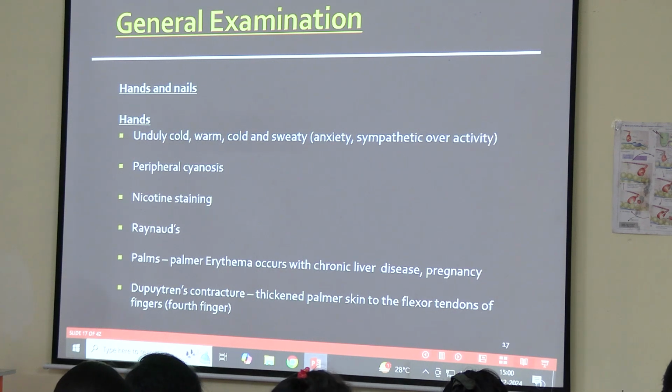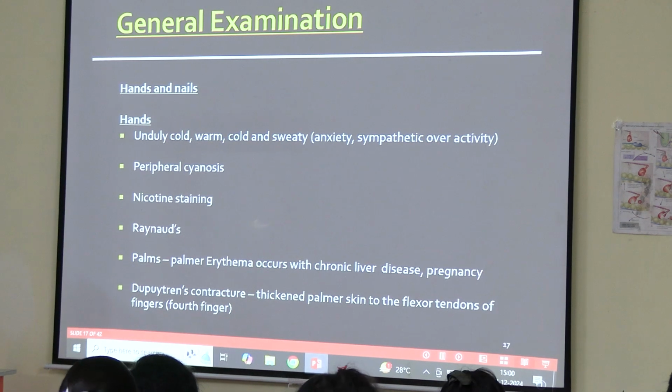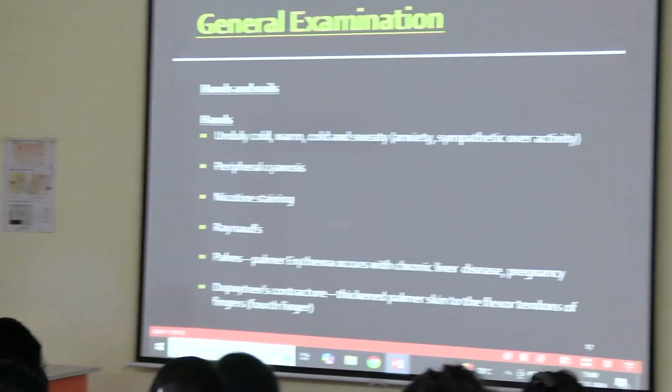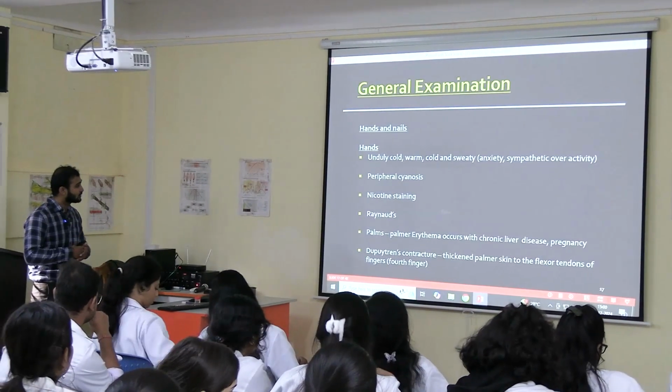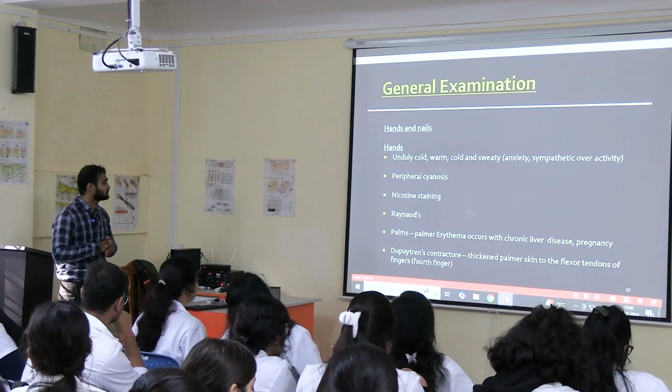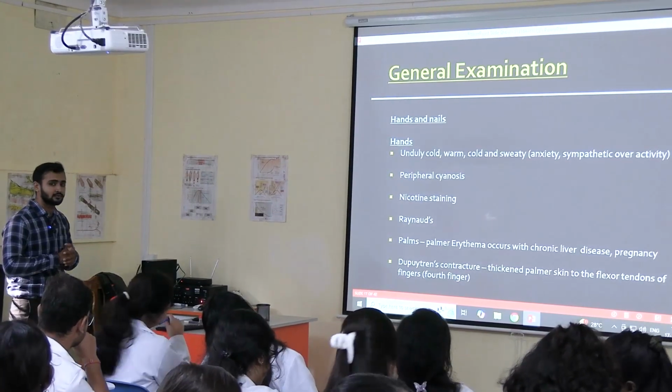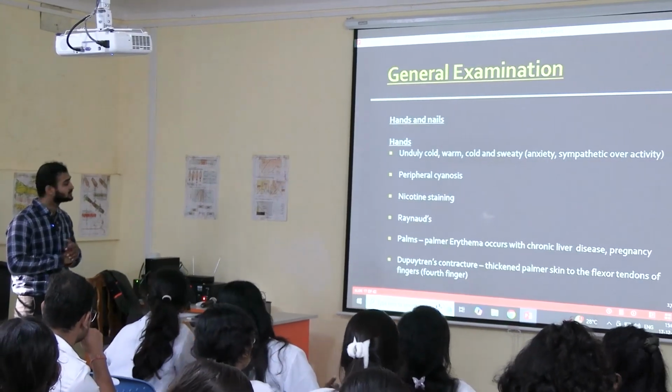So after that, we'll see peripheral cyanosis. Peripheral cyanosis means we'll observe the tips of the fingers, whether there is any bluish discoloration or not. In some conditions, there is a decrease in the oxygen concentration in our body. So due to the carbon dioxide level being more, there is the bluish discoloration. I think it's when reduced hemoglobin is more than 5 gram%. Okay, at that time it's visible.